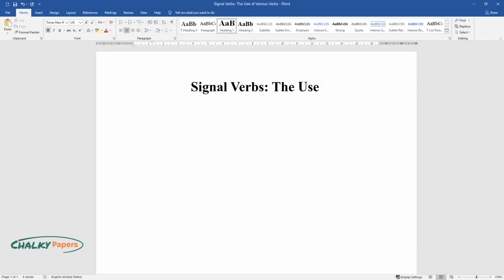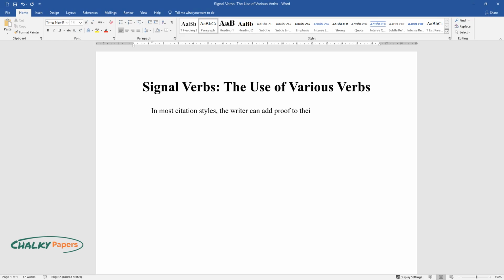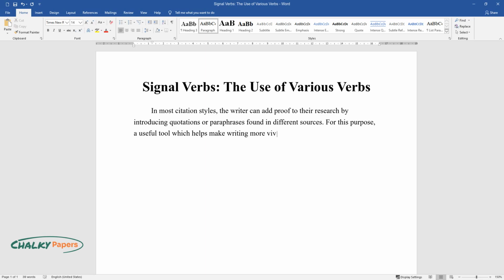Signal verbs, the use of various verbs. In most citation styles, the writer can add proof to their research by introducing quotations or paraphrases found in different sources. For this purpose, a useful tool which helps make writing more vivid and descriptive exists. It is called signal verbs.